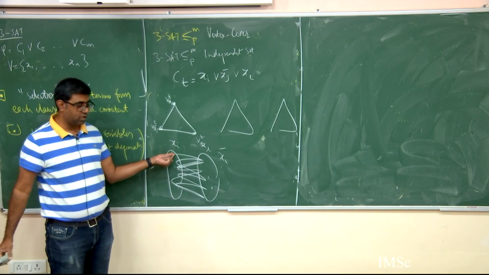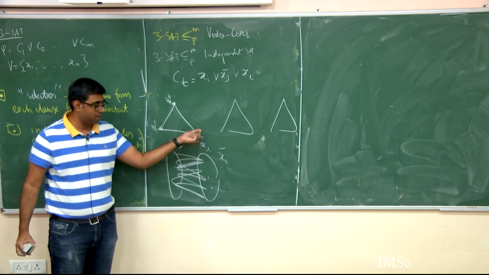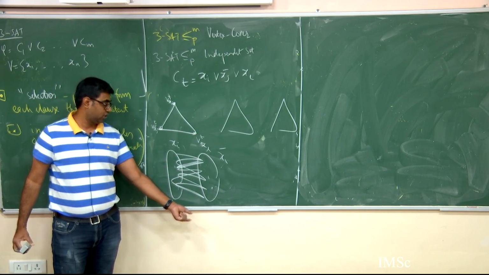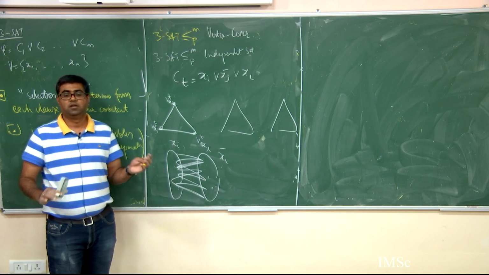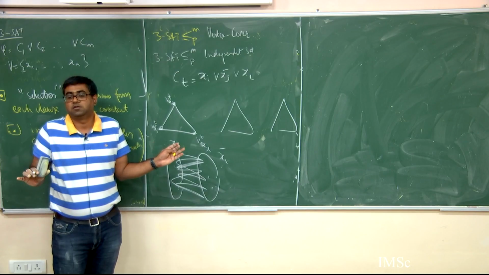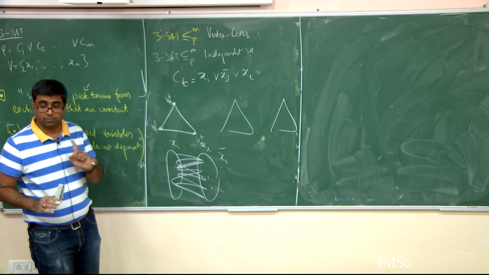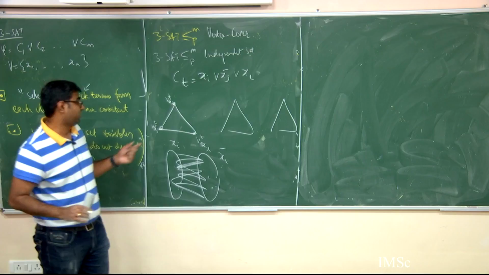Because the moment you pick this in the independent set, you rule out picking anybody else from here, right? If you pick one from here, you rule out picking anybody else from here. And that is the end of my reduction. But now I have to set the size of the independent set. Size of the independent set is m.